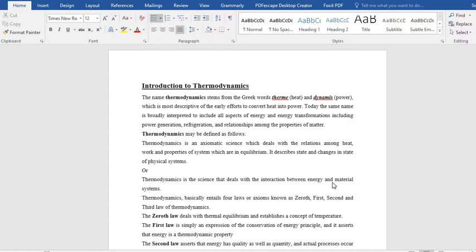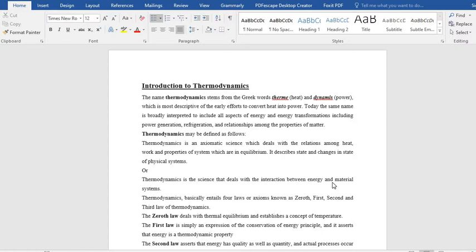The name thermodynamics came from two Greek words: therm, which means heat, and dynamics, which means power. This was the early effort to describe thermodynamics, where it deals with the conversion of heat into power. However, in today's time, thermodynamics is used in many aspects, which include different aspects of energy transformation, including power generation, refrigeration, and the relationship among the properties of matter.